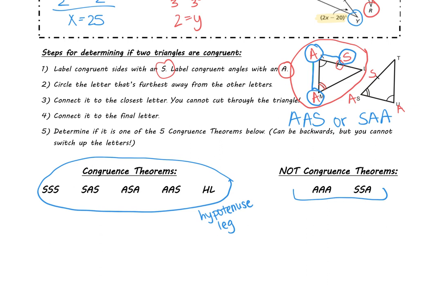The ones that are not congruence theorems. We cannot prove two triangles are congruent by AAA because those are angles and that would not prove that they're the same size. Your angles can stay the same if the shape is changing sizes. So that will not prove that they're congruent. And then the other one, SSA, we like to say that if it spells a bad word backwards, then it's not going to work. Okay, so just watch out for that one. Make sure you're not using it.